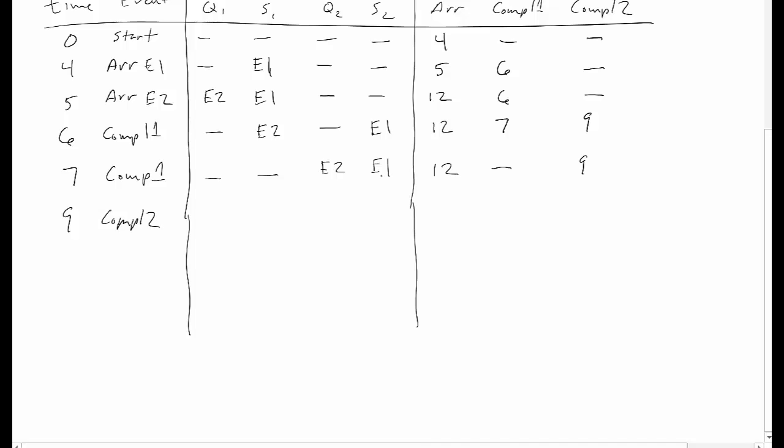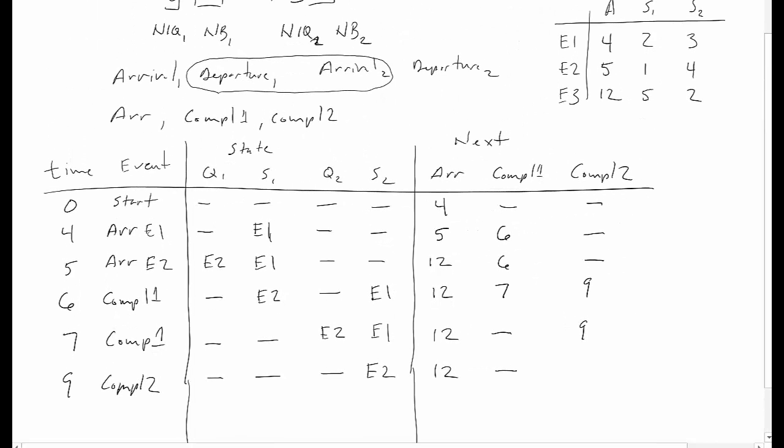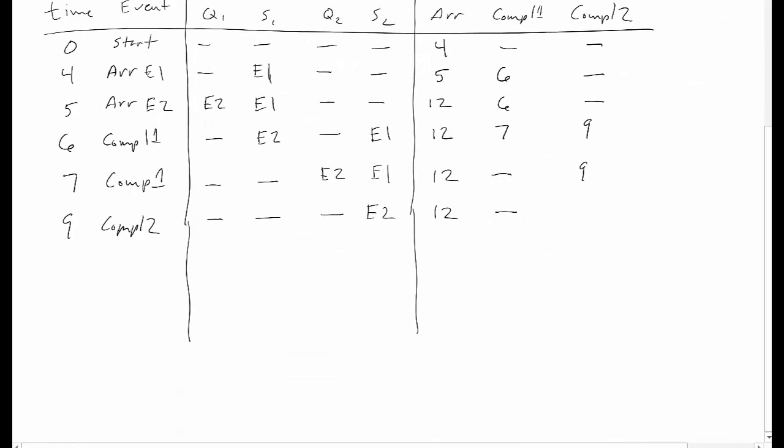So entity E1 finishes, still nothing at Q1 or S1. Now E2 moves out of the queue into service. Our next arrival still happens at time 12. Completion on 1, nothing's being processed. E2 has just started processing on server 2, so it will take 4 time units. It's currently time 9, so this will occur at time 13.